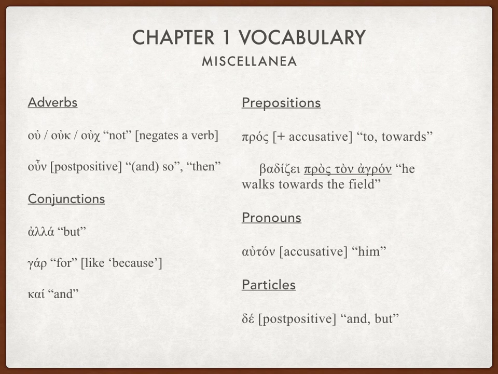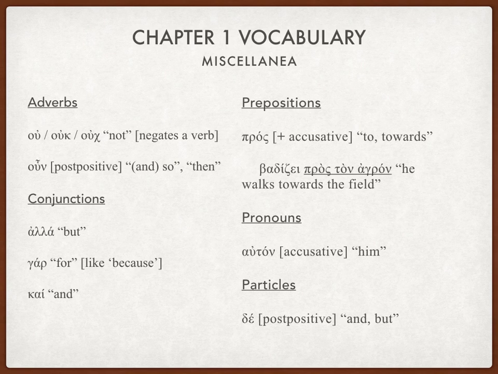Kai, you'll see all the time, means "and." So I might say, Dikaiopolis esti ischuros kai poneros. Dikaiopolis is strong and a little bit bothersome. I could connect two ideas together. Or Dikaiopolis ischuros esti kai badizei. He is strong and he is walking. I can connect two verbs with kai as well. Kai just simply means "and."